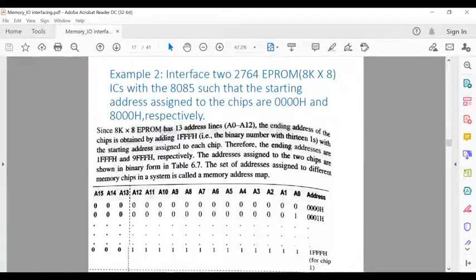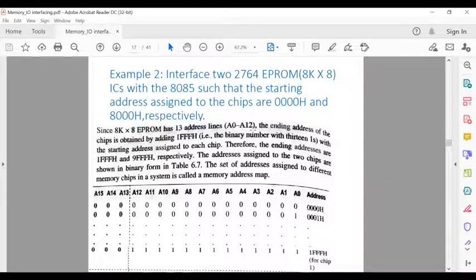Because we know that 2 to the power 10 equals 1 KB. Now 8K is equivalent to 2 to the power 13, and 13 is the number of address lines. So A0 to A12, a total of 13 address lines, will be connected to both of these EPROM ICs as well as to the microprocessor IC.